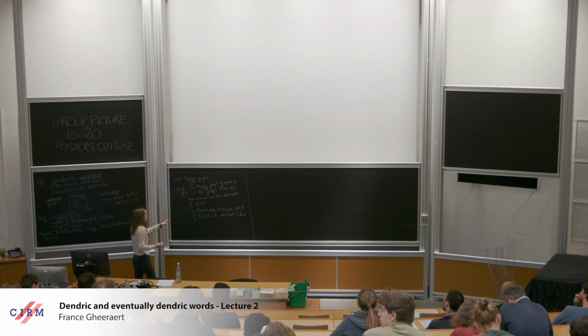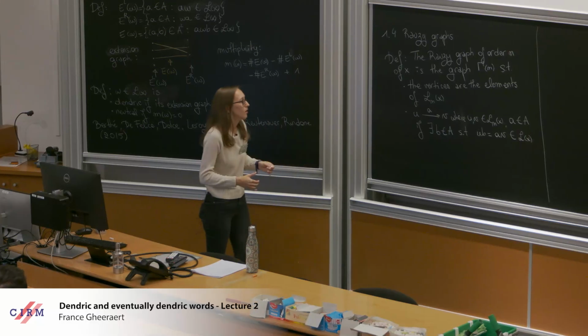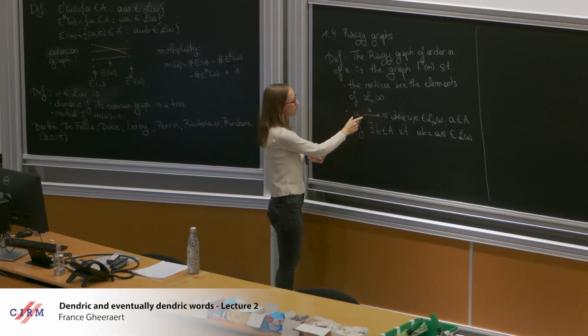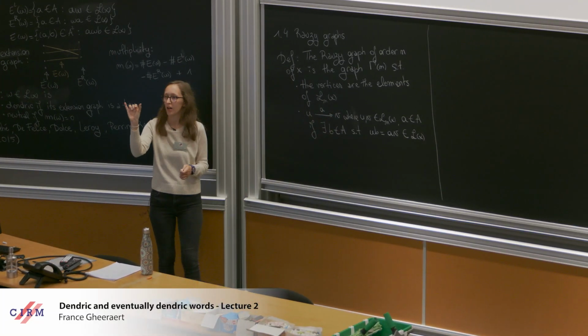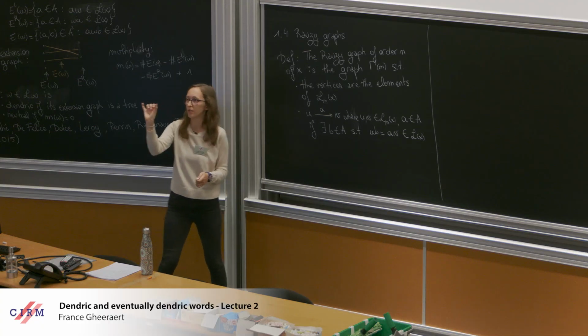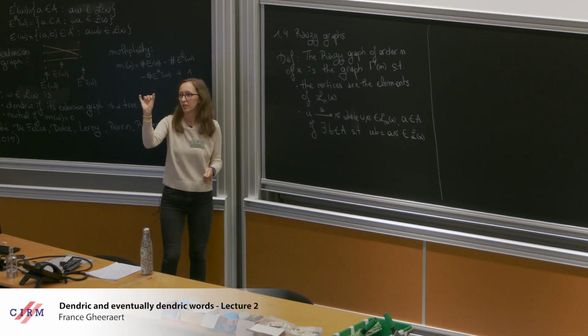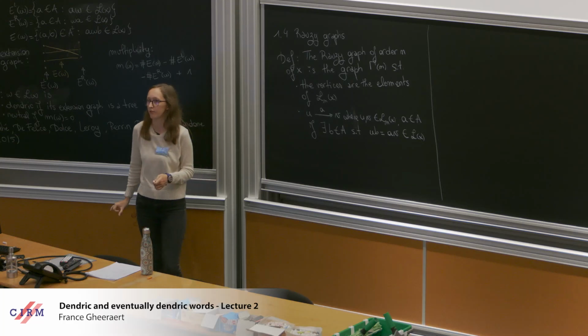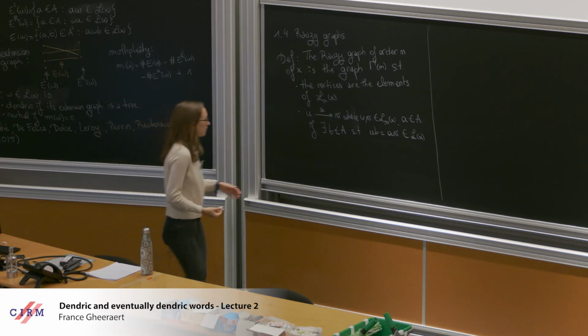But what does it mean? Well, it means that you will have an edge from U to V if at some point in your sequence you can take a window of length n. You see U, and if you slide that window by just one position, you will see V. Okay? So let's do an example.